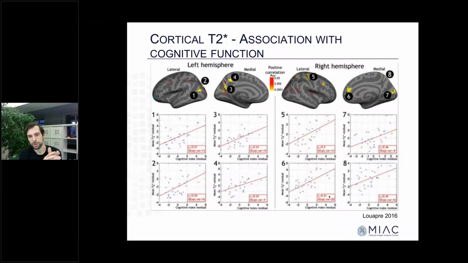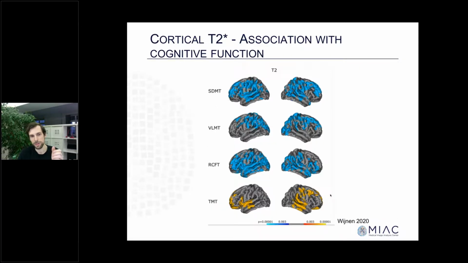Also, other studies have observed that more global cognitive measures quite closely correlate with increased T2 star values in the cortex, for example, as measured by the TMT test here in the bottom of this slide.